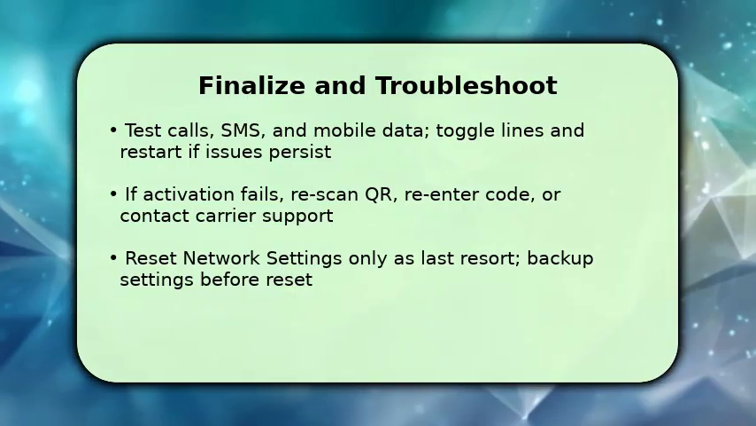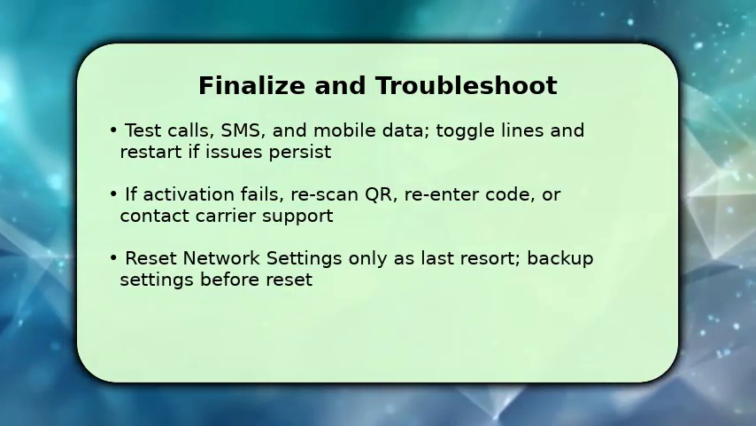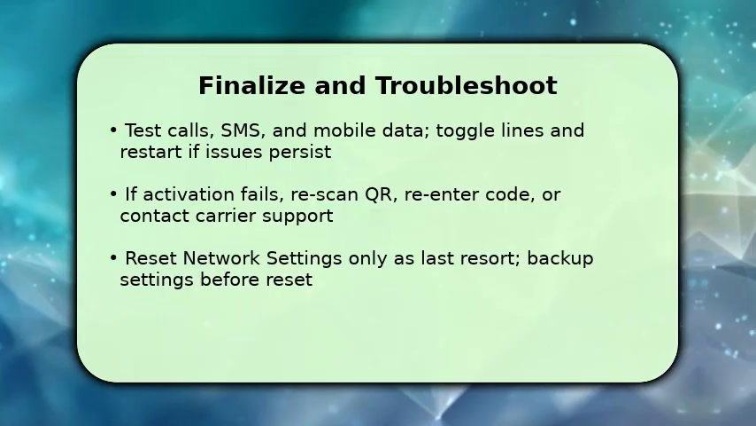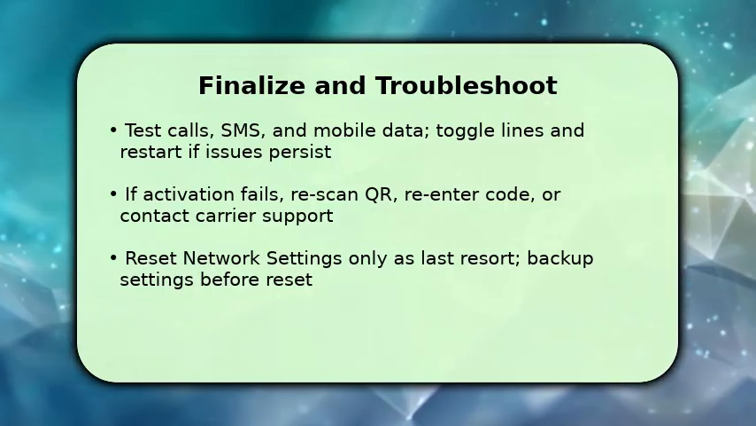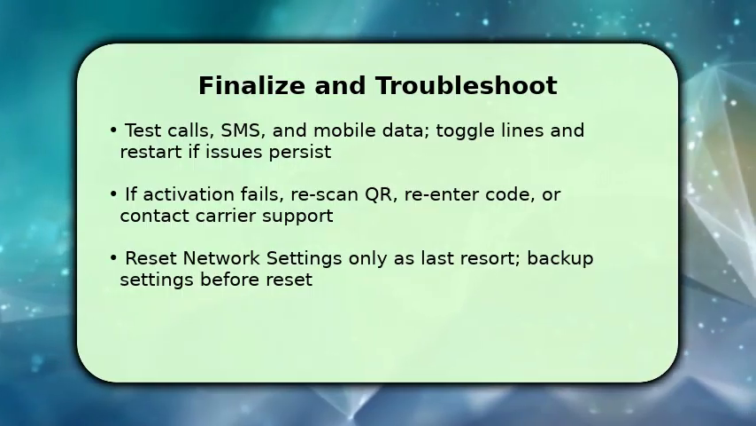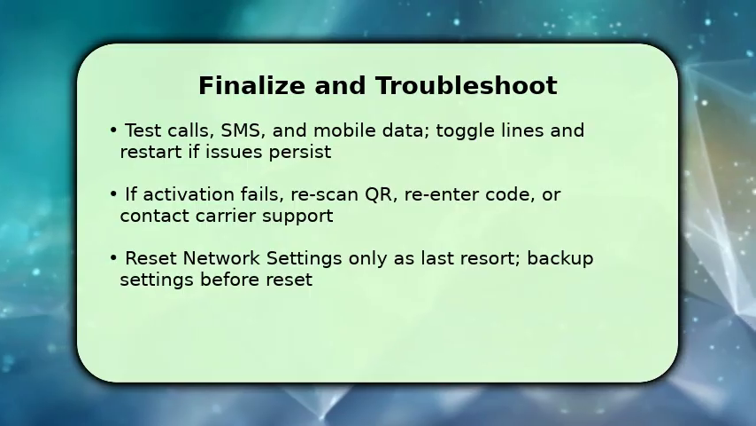If the eSIM won't activate, retry scanning the QR or manually enter the activation code and make sure Wi-Fi is stable. Once done, restart the iPhone. That often clears provisioning hiccups. If problems continue, contact your carrier for provisioning details.